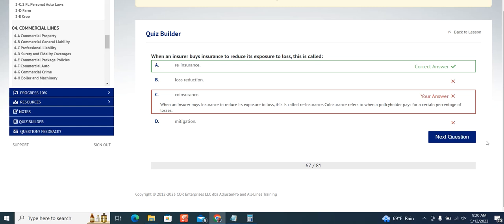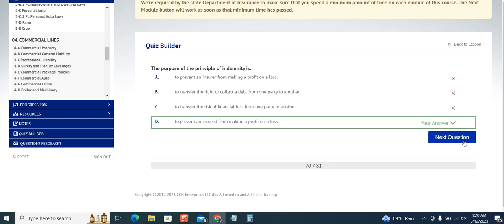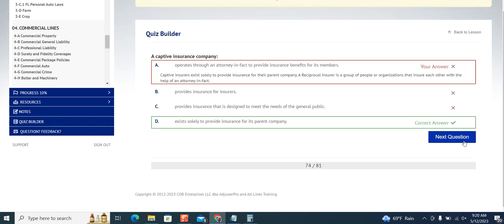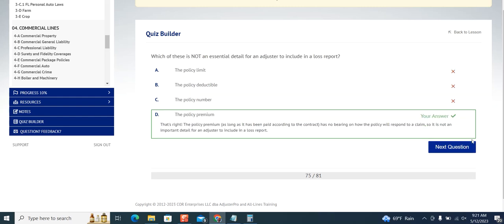When an insurer buys insurance to reduce its exposure to loss, this is called reinsurance. Okay, I should have got that one right. A captive insurance company is solely to provide insurance for its parent company. Okay, I didn't know that. Something else I need to study. All them C words. Andrew get all them C words wrong.